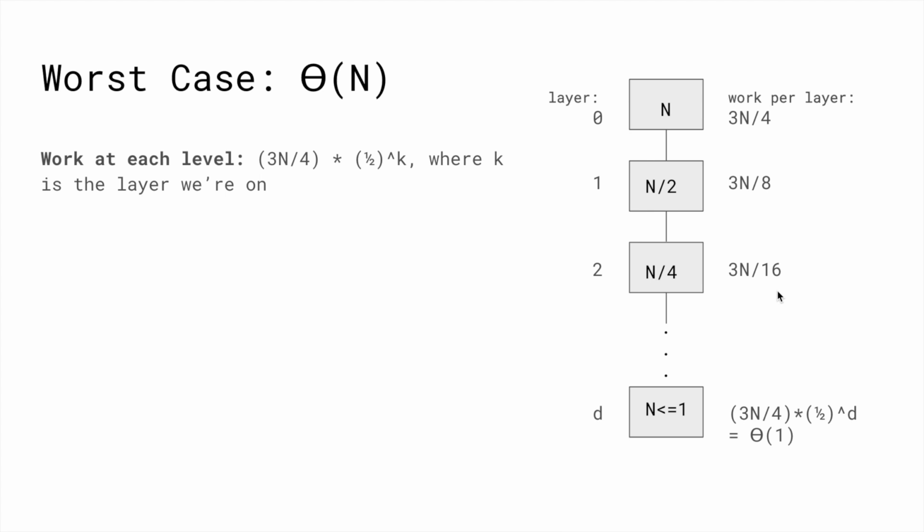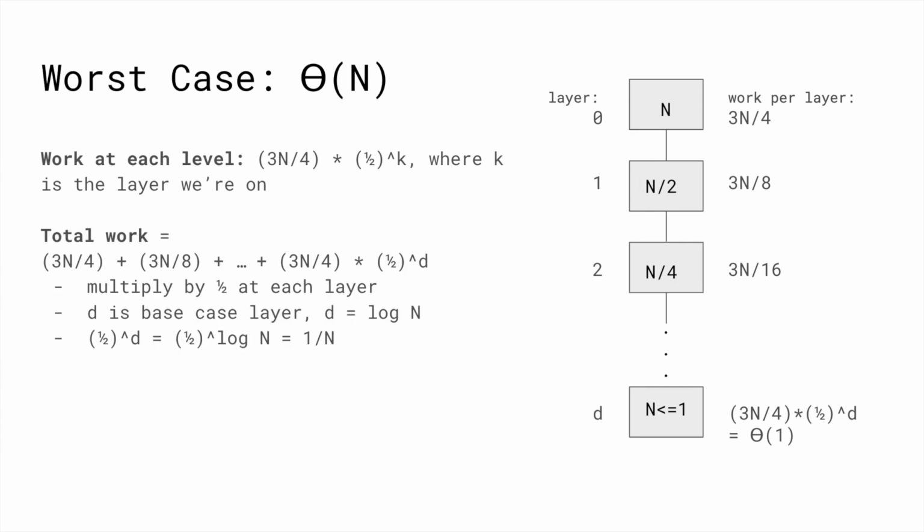So something really cool to notice is we have this great pattern, right? At every layer, the work per layer is 3n over 4 times 1/2 to the power of k, where k is the layer that we're on. And you can see at this first layer, we're just doing 3n over 4. At this second layer, which is layer 1, we're doing 3n over 4 times 1/2. And we can sum up all of these layers over here. So here we have 3n over 4, 3n over 8, and so on.